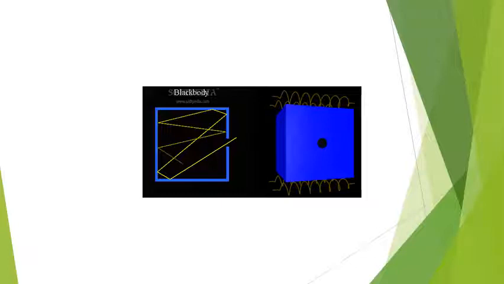Okay, so the black body mystery goes like this. If you have a steel box, it can be made of not just steel, but any metal, which is kind of an interesting thing. And then you have a little peek hole that you can look inside it and see what's going on, right?